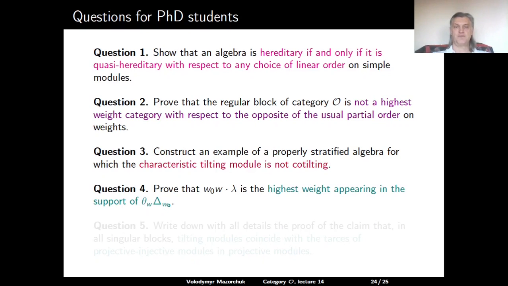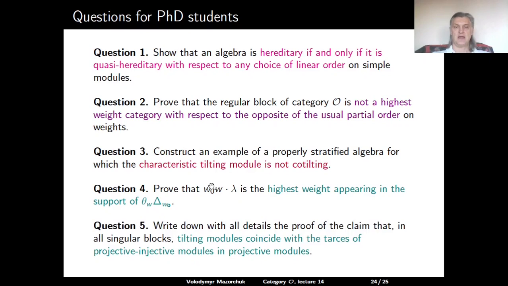Question number 4: prove that W0 W·lambda is the highest weight appearing in the support of theta W applied to delta W0. And finally, question number 5: write down with all details the proof of the claim that in all singular blocks, tilting modules coincide with the traces of projective-injective modules in projective modules.